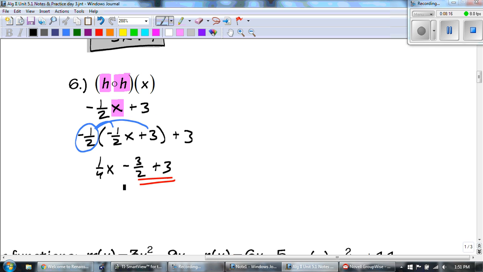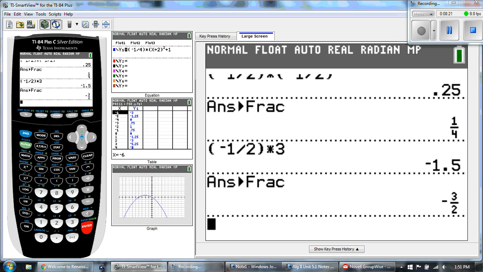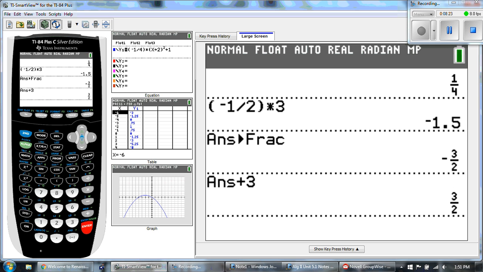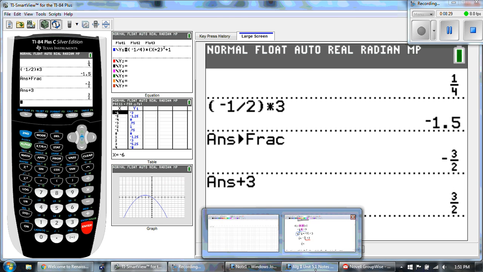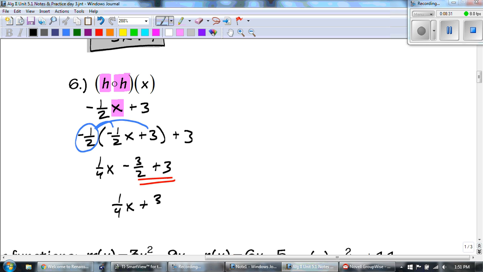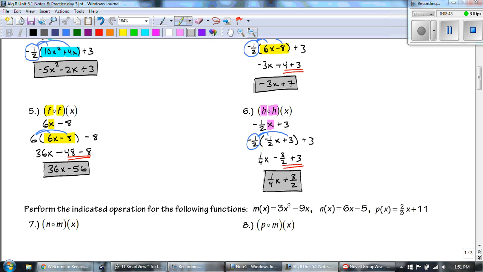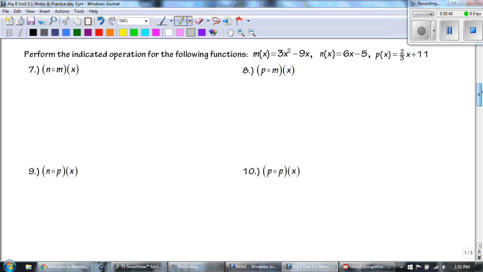And then combine our like terms. So I have 1/4 x. And then all I'm going to do is add 3 to that. And it's nice because it keeps it as a fraction for me. So I have 3 over 2. Okay, so it's not too bad, is it? Nah. Now, perform the indicated operations of the following functions.